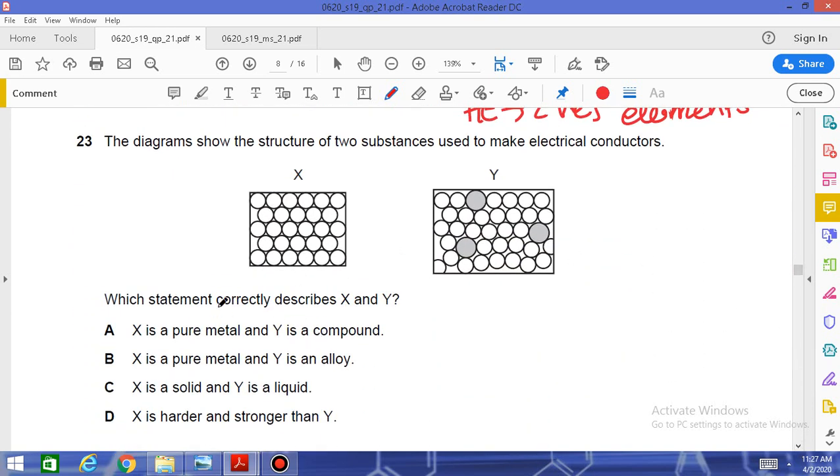23. Which statement correctly describes X and Y? Okay, it's really clear. X is a pure metal while Y is an alloy, a mixture of metals, so other metals are added. An alloy is a mixture of metals or a mixture of metal with non-metal. Okay, so the answer is B. X is a pure metal and Y is an alloy.